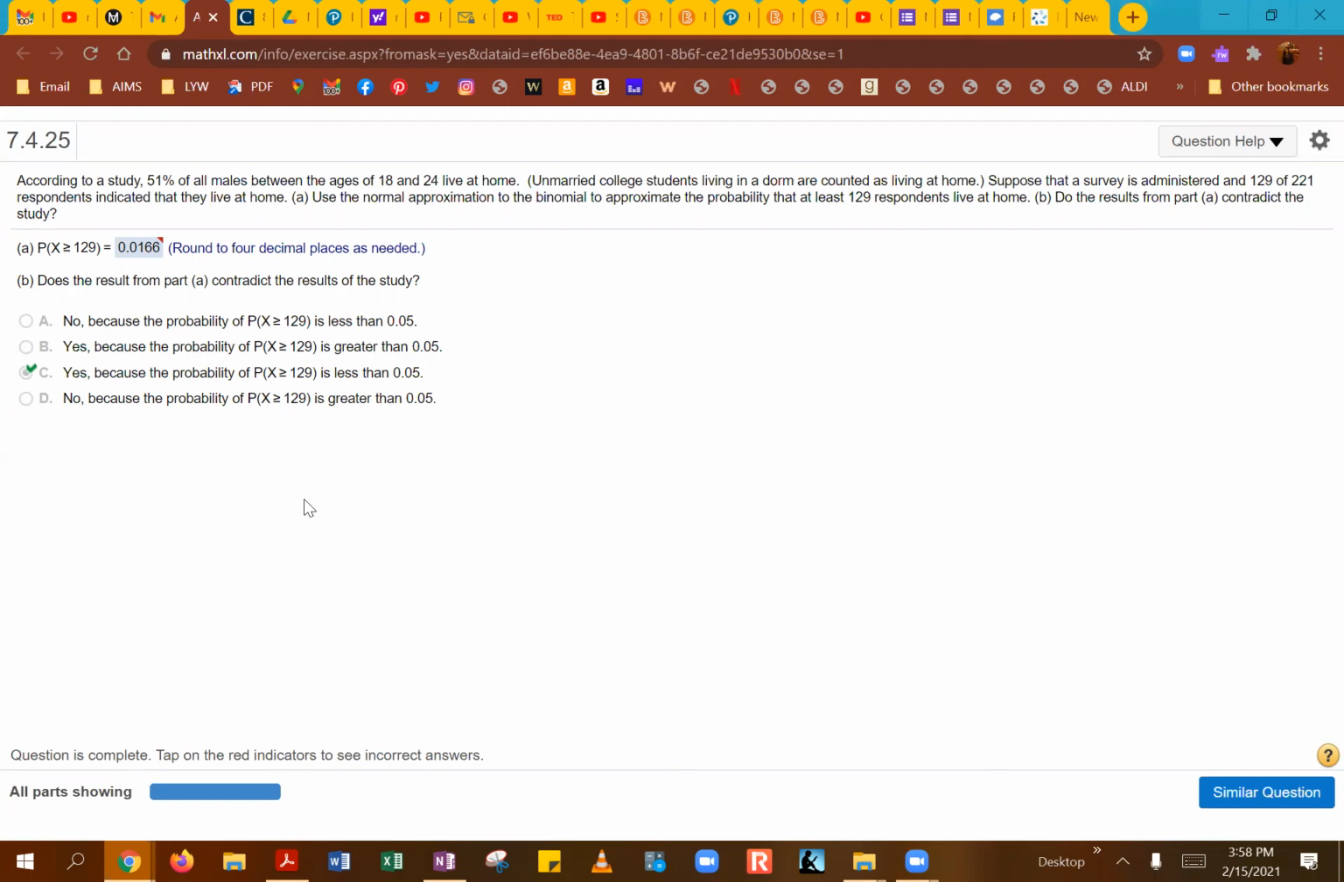So remember, these are normal approximation to the binomial probability distribution problems. So the first thing we have to do is just make sure that our n times p times 1 minus p is going to be greater than or equal to 10. So let's check that. Our n value is, of course, they're telling us that this survey was administered to a total of 221 students. So our n value is 221.